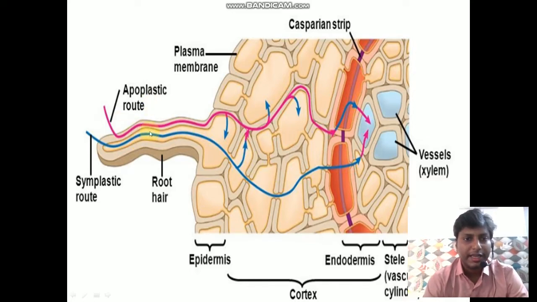If you notice in the apoplast pathway, the water actually travels from the cell surface. That is, it travels through the cell wall and passes along the cell wall. That means it is passing through the intercellular spaces, dear students. Can you all notice over here that the apoplast route is from the surface of the cell and not from inside the cell?